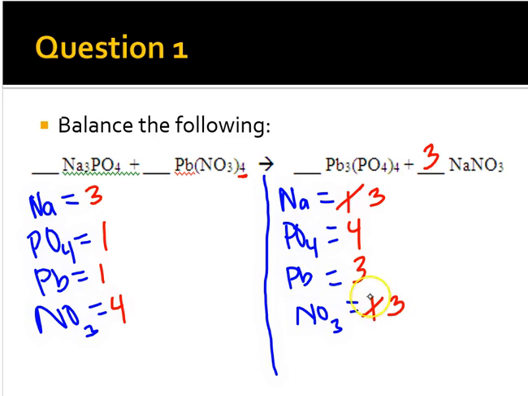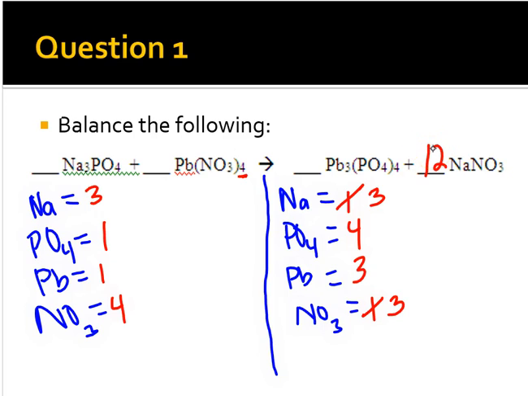Now here's the problem. Your nitrates are 3 on this side, and they're 4 on this side. That's where you get into that problem where there's nothing you can do to just one side to make it balance. You're going to have to do something to both sides. And so actually, this is where your least common multiple comes into play. So I'm going to go back to what I just did. Instead of putting a 3 right here, I'm going to change that. I'm going to go ahead and put a 12 there because 12 is my least common multiple.